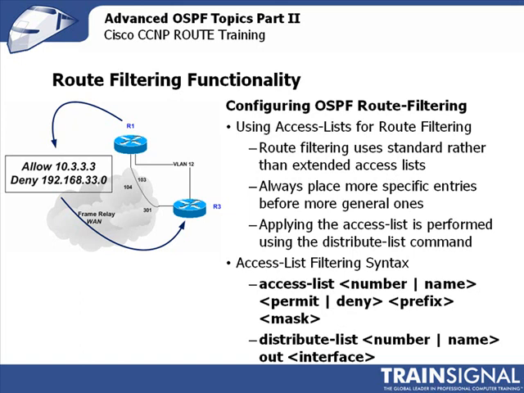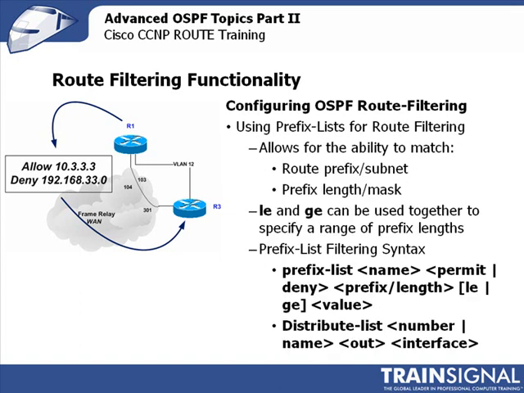The access list filtering syntax is access list, the number or name if it's a named access list, permit or deny, the prefix and the mask involved, and then distribute list. In this case it's only in, remember. You can also optionally put the interface in the command, and the distribute list command is done under the OSPF process. You can also use prefix lists for route matching.